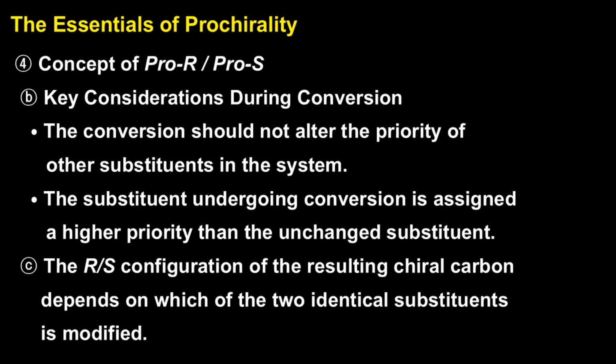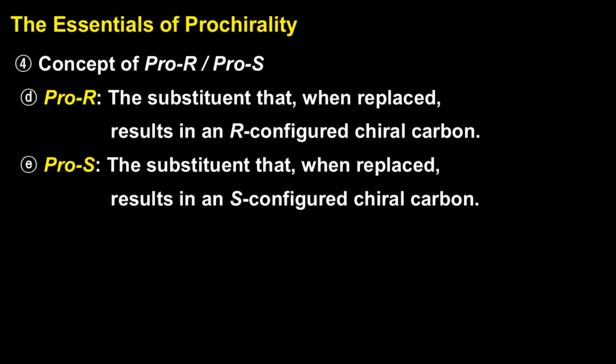Second, the group you're adding, the one that replaces one of the identical substituents, always gets higher priority than the group it's replacing. That way, you can consistently figure out which of the identical groups is pro-R and which one is pro-S based on whether the result ends up as R or S after the swap. If swapping out a particular hydrogen leads to an R configuration, then that hydrogen is labeled pro-R. On the other hand, if the replacement gives you an S configuration, that hydrogen is pro-S. This kind of terminology is super useful when we're trying to describe stereochemical changes, especially in cases where chirality is introduced into a molecule that started off achiral.